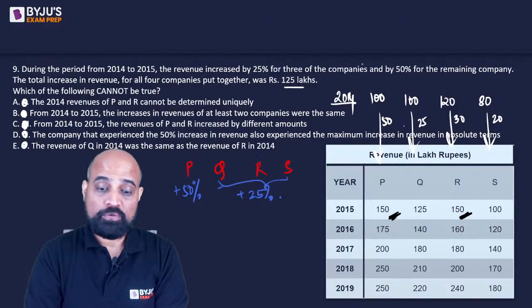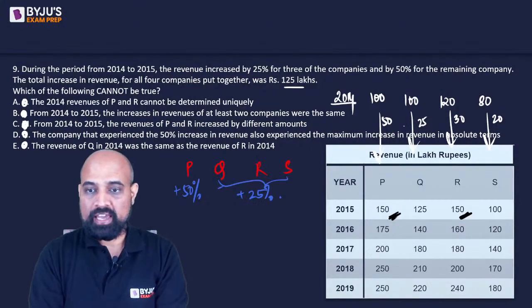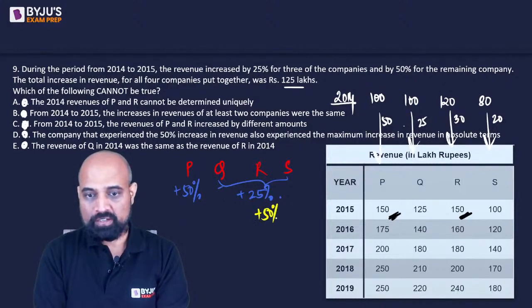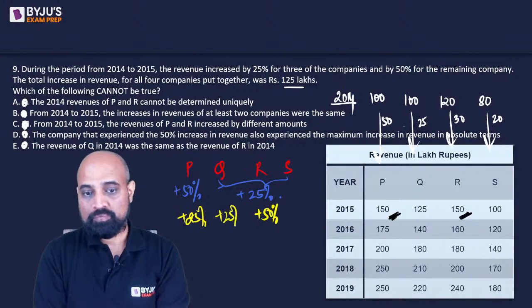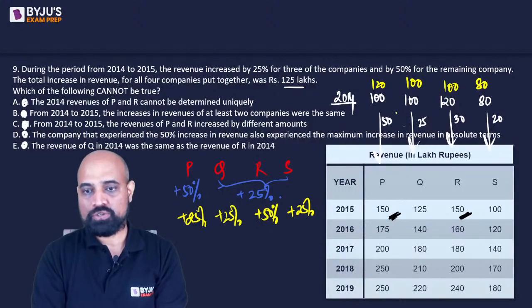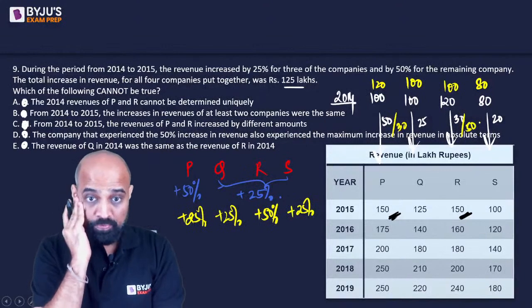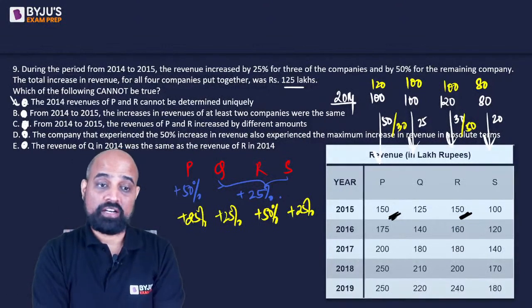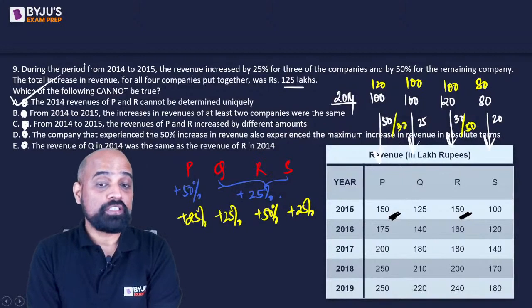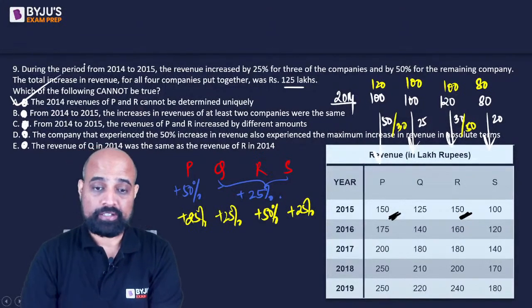So actually what can happen is we can have a 50% increase of R while 25% increase of P, Q and S as well. Because 2015, if the value is same, what will happen is just the interchange between these two will happen और हमारे पास overall change जो है वो रहेगा तो उतना ही 125 का, right? So this is actually true. We can't uniquely determine 50% कौन सा है, 25% कौन सा है between P and R, right?